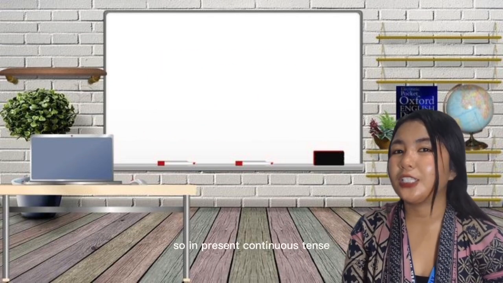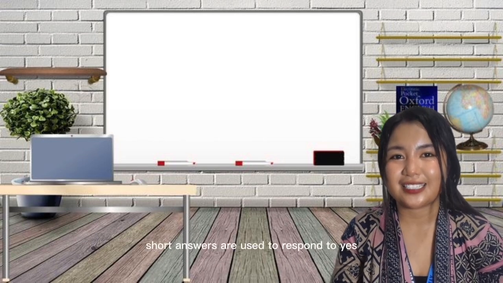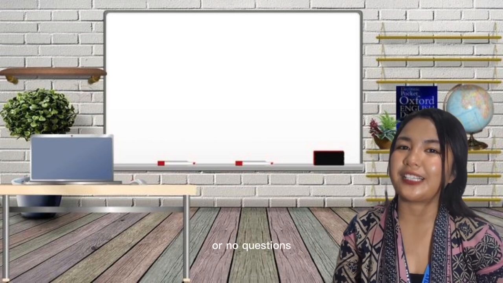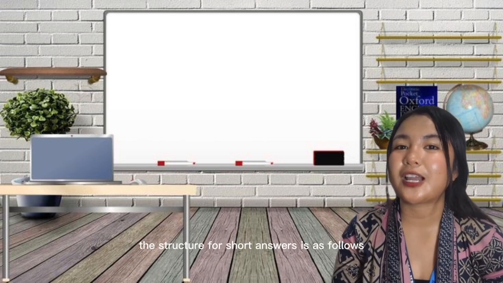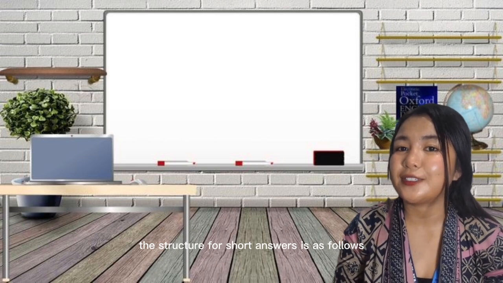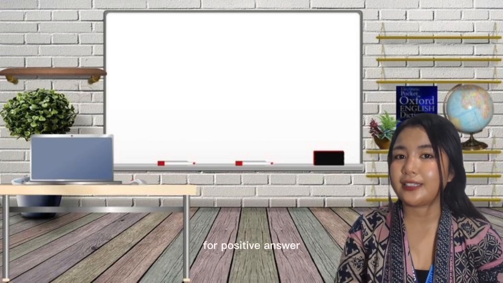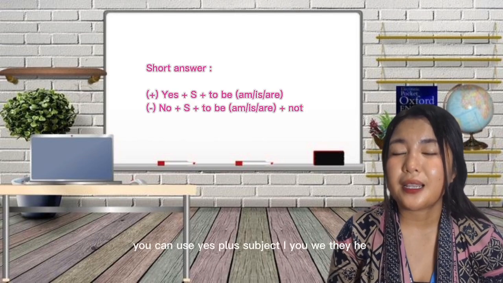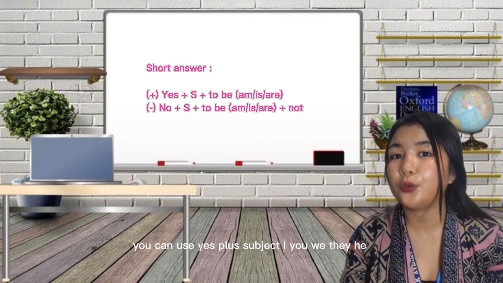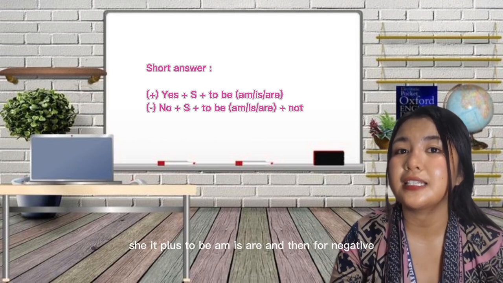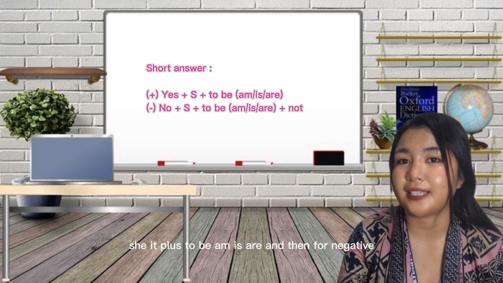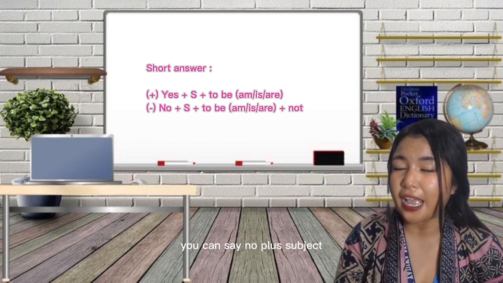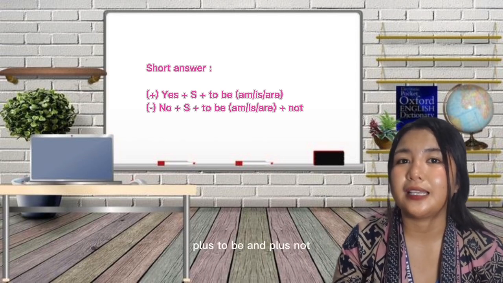So, in present continuous tense, short answers are used to respond to yes or no questions. The structure for short answers is as follows. For a positive answer, the form is like this: you can use yes plus subject I, you, we, they, he, she, it plus to be, am, is, are. And for negative, you can say no plus subject plus to be plus not.